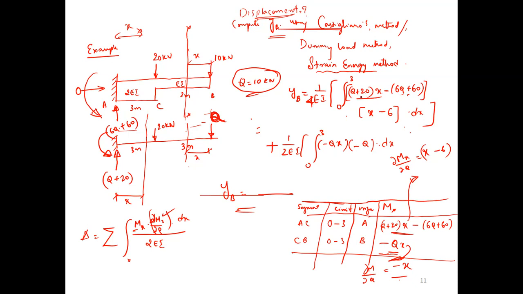You have to multiply all this: qx plus 20x, minus 6q plus 60. Once you multiply, one term comes. Then you multiply it by x minus 6. Then you have the x terms separate and the Q terms. With respect to dx, you have to integrate. x square gives x cube by 3, x gives x square by 2. Then you put the limits. Q is the only unknown remaining.